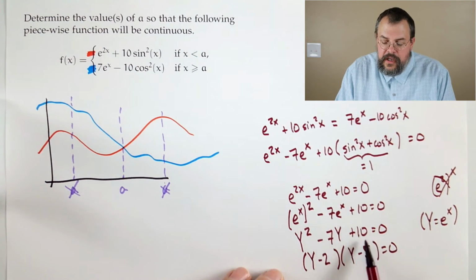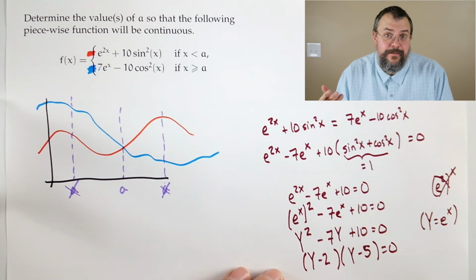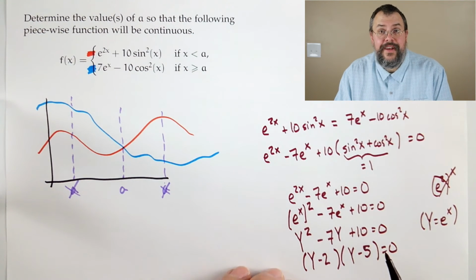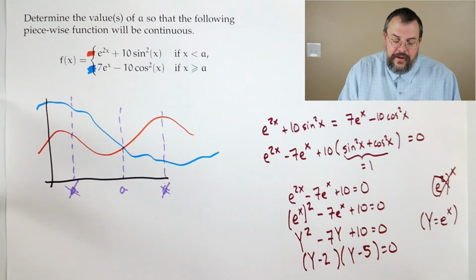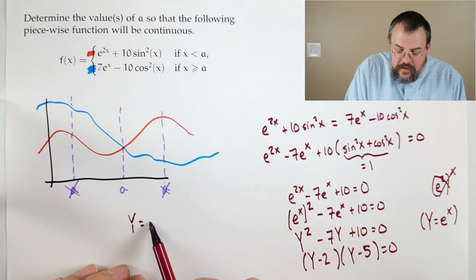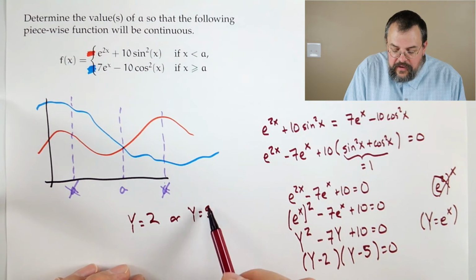Because what do we need? We need two things that multiply together to 10. There's not many things that multiply together to 10. 1 and 10, 2 and 5. But add to give 7, specifically negative 7. And so that would be the 2 and the 5, make them both negative. So we're almost there. So now we need that y is either 2 or y is 5.